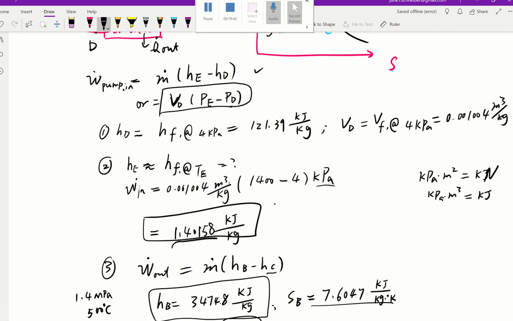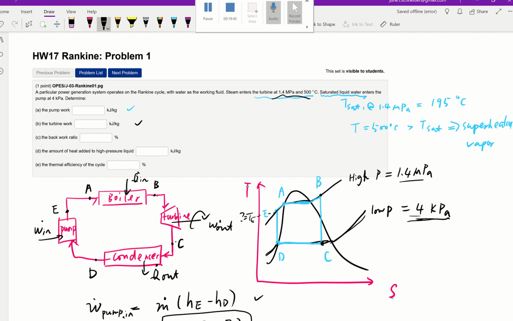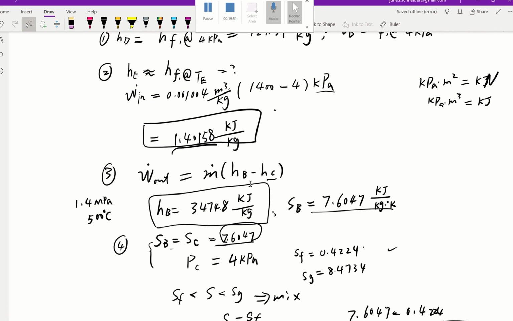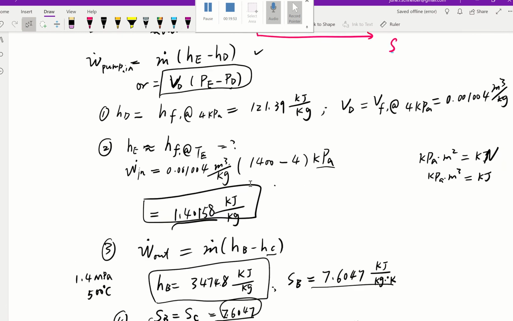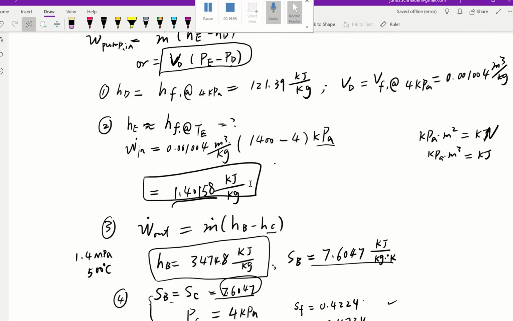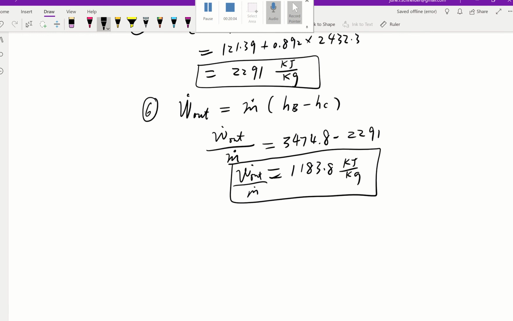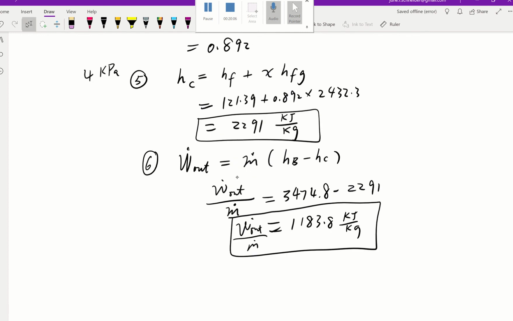Okay, so far we finished two problems. We finished the pump work and the turbine work. Take a moment to compare those two answers. For the pump work, it's 1.4, and the turbine work is 1183. Isn't that amazing, the difference between them? That is the reason the pump work is often negligible.